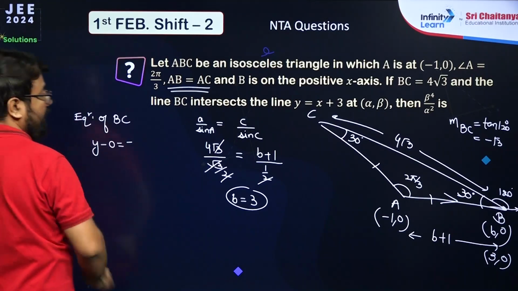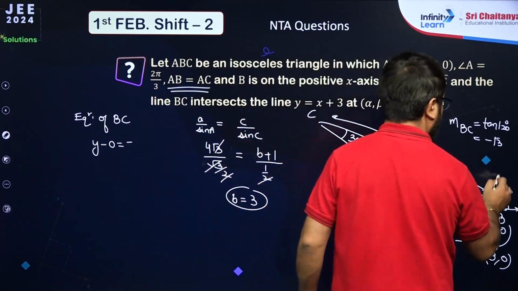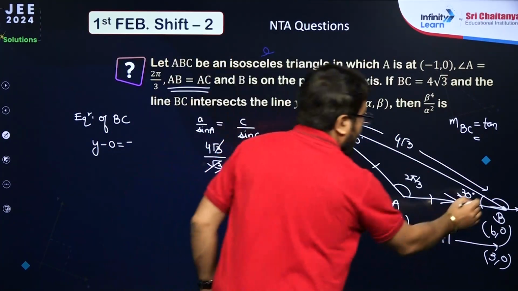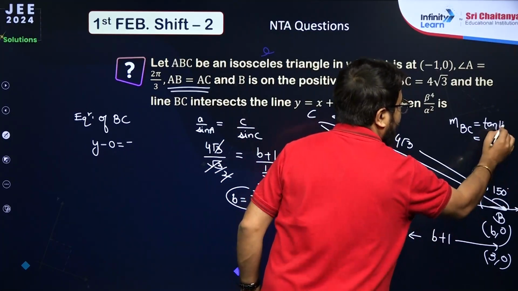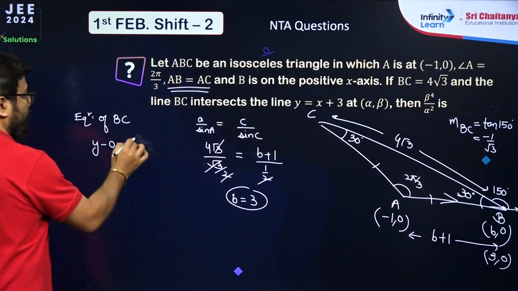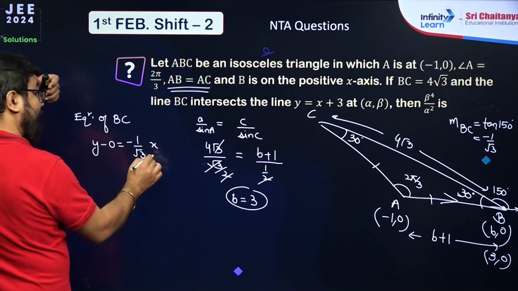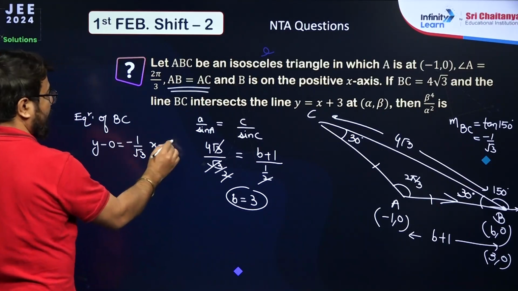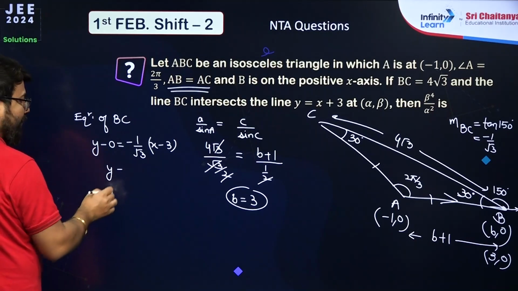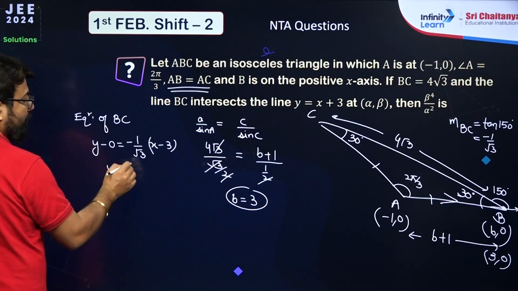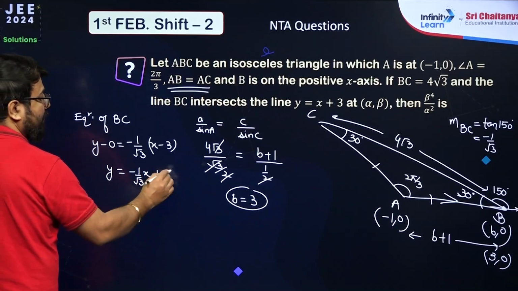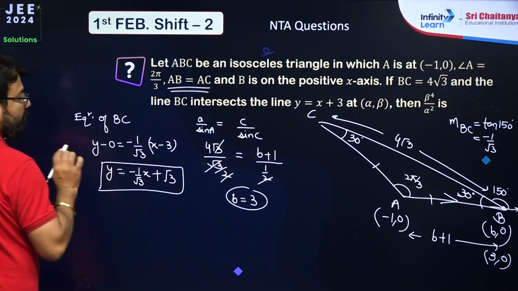Oh, sorry. This angle is actually 150. This angle is actually 150. Okay, just a minute. This is 150. And tan 150 will be equal to minus 1 by root 3. So it should be minus 1 by root 3. And here I am writing x minus 3. If I open up the bracket, or I do not require to open up the bracket, whatever it may be, it will be y equals minus 1 upon root 3 x, and minus into minus will become plus root 3. So this is the equation of BC.